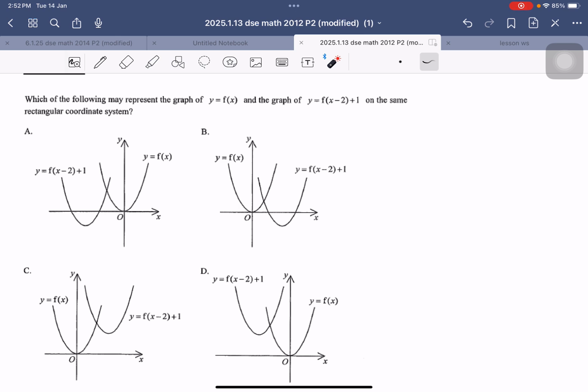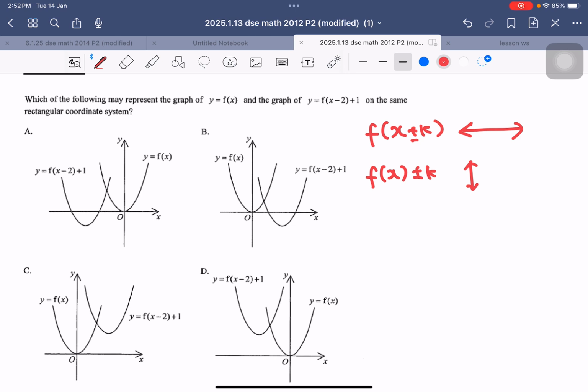So we have two cases. The first case is outside the bracket. The second case is inside the bracket. If we have f(x plus k) inside the bracket, it's affecting the x, isn't it? So it's going to be moving left or right. If it is outside the bracket, then it's going to be moving up or down.